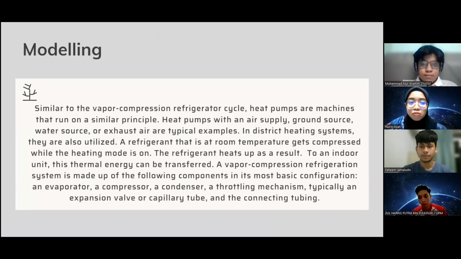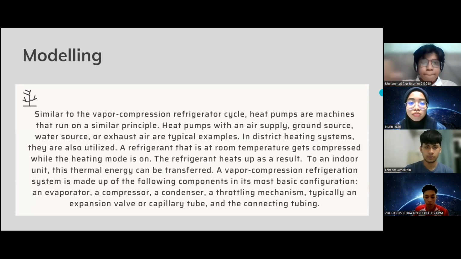Okay, so thank you, Ibam, for the explanation for the application. For the modeling, similar to the vapor compression refrigerator cycle, heat pumps are machines that run on a similar principle. For example, there are heat pumps with an air supply, ground source, water source, or exhaust air. And in district heating systems, they are also utilized. And a refrigerant that is at room temperature gets compressed while the heating mode is on. As a result, the refrigerant heats up, and this thermal energy can be transferred to an indoor unit.